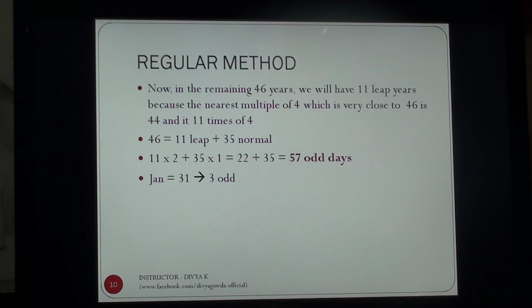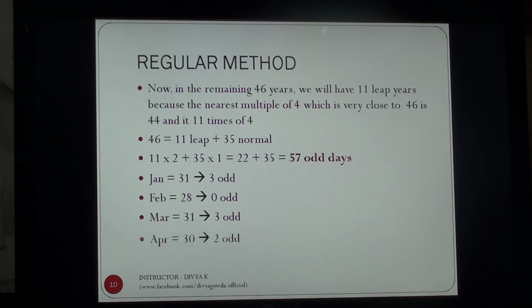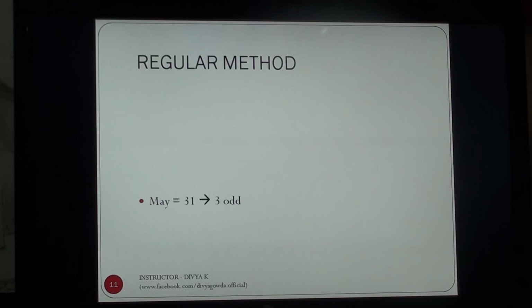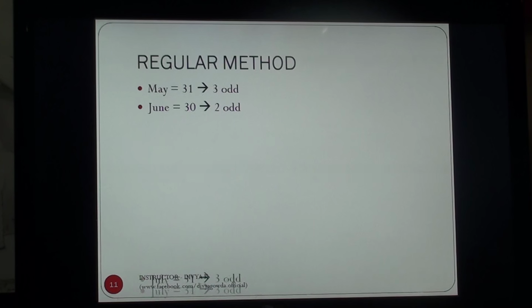And we have to calculate even for the months, because we have completed till July actually. January has 31 days, which is 3 odd days. February, in that year, was not a leap year. 1947 is not a leap year, so February will have 28 days, so 0 odd days. March 31 days, so 3 odd days. April 2 odd. May will be 3, June will be 2, again July will be 3. I know it's very boring, but I'll teach you the shortcut, so wait for some time.